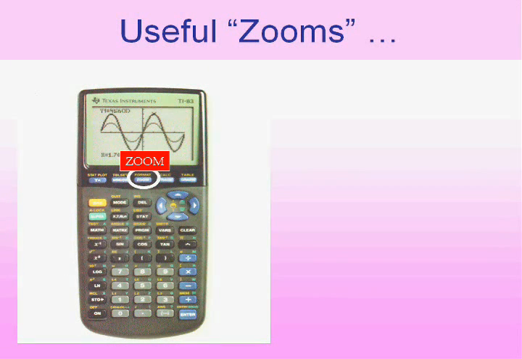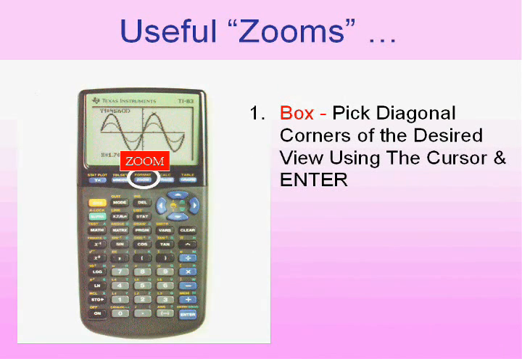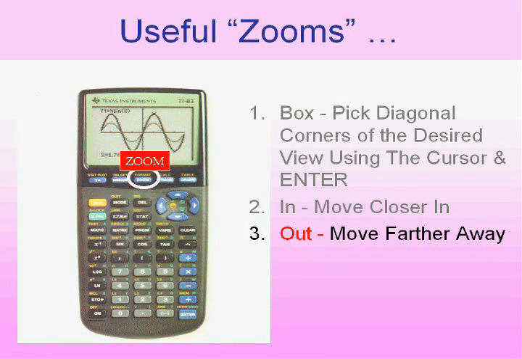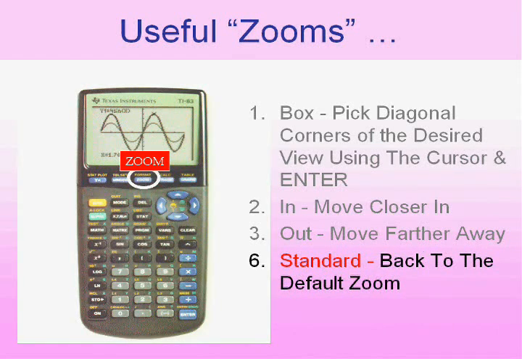So the possible zooms, there's a bunch of them, but probably the ones that you'll use are to zoom to a box, where it'll ask you for the top left and bottom right corners of the actual window that you want to choose. Number 2 is to zoom in if you're not close enough. Number 3 is to zoom out. That's what you'll use most of the time, I think. And if you want to set it back to the way that it was before, number 6 is zoom standard. And the standard window goes from plus 10 to minus 10 for X and plus 10 to minus 10 for Y. Okay?